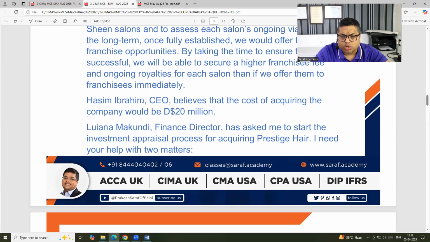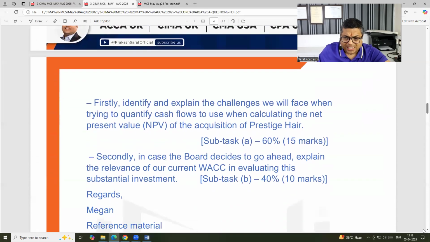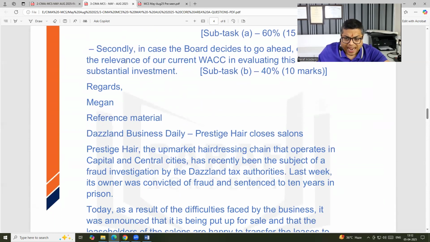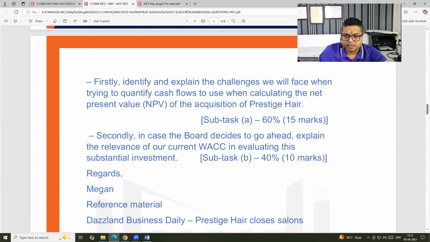Then in that case, we should be calculating the revised WACC based on risk, based on the capital structure, and that should be used for investment appraisal, whether for NPV, whether for IRR, or whether for any method. We should be doing that and analyzing the project. That you need to write in the second part.